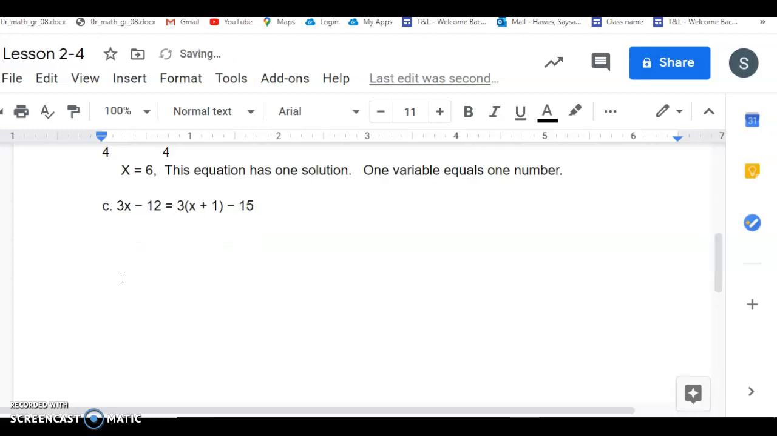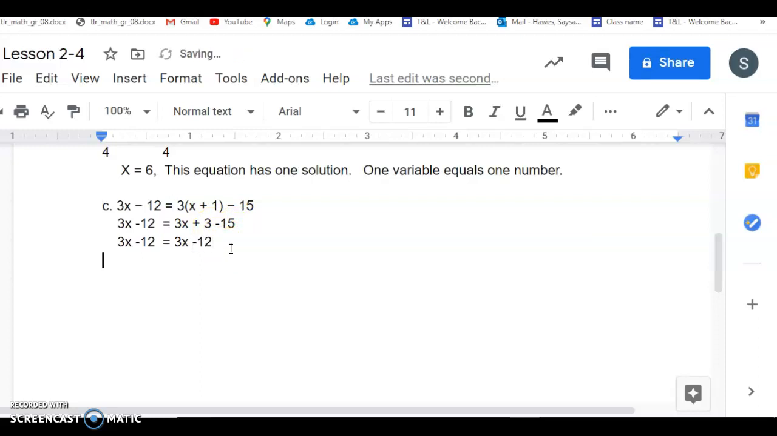Okay, now on C, let's do C. Next one, first you have 3x. So 3x minus 12 equals 3x plus 3, because 3 times 1 is 3, minus 15. Next, I have 3x minus 12 equals 3x plus 3 but minus 15, so that is minus 12.